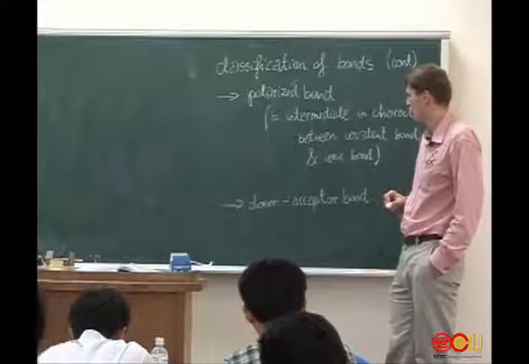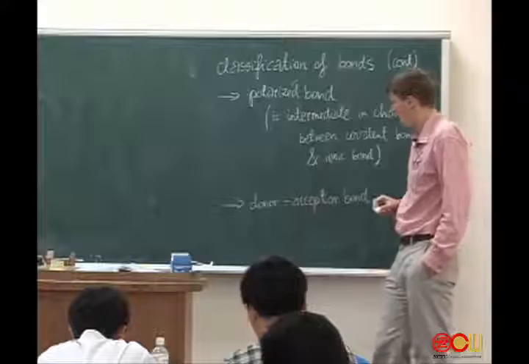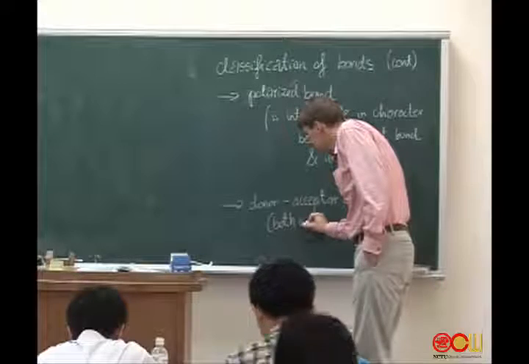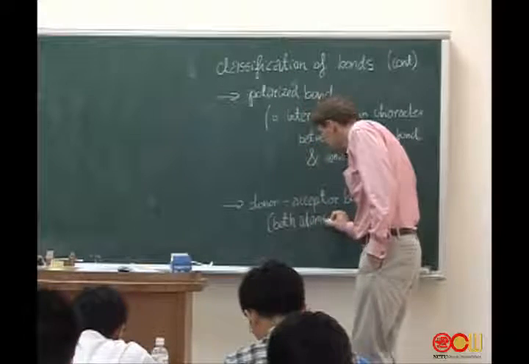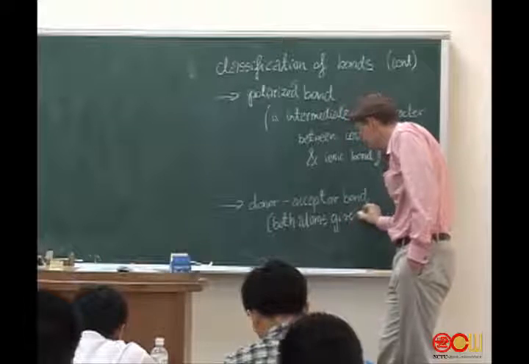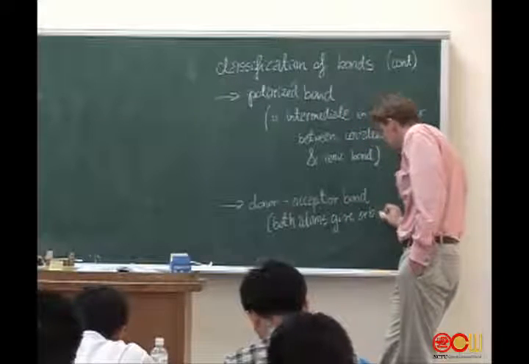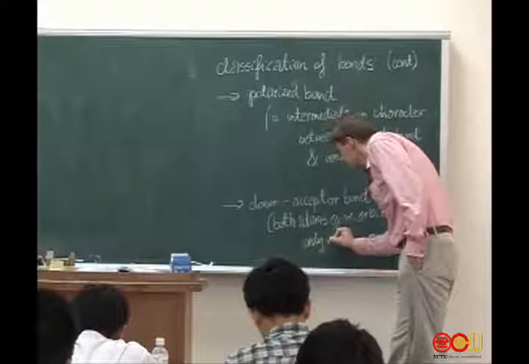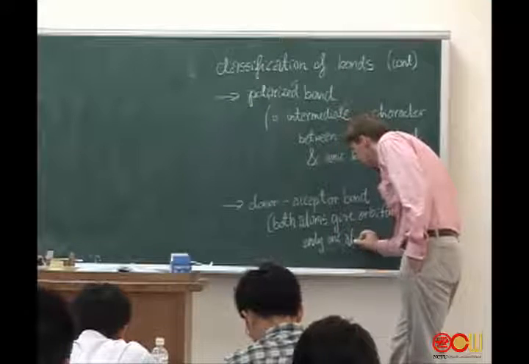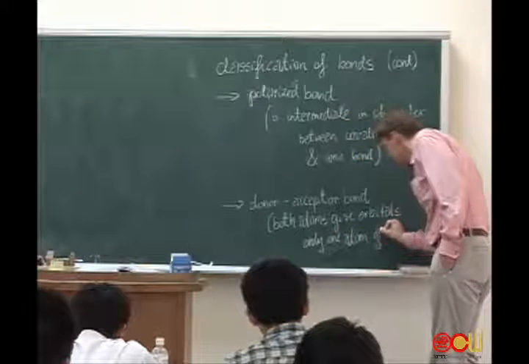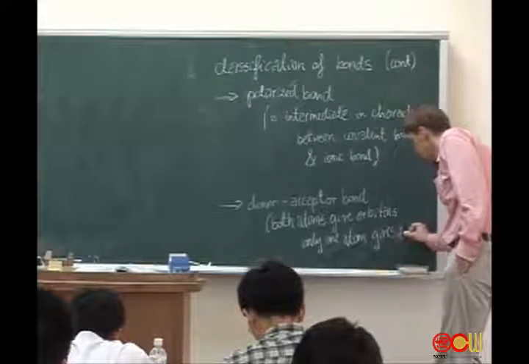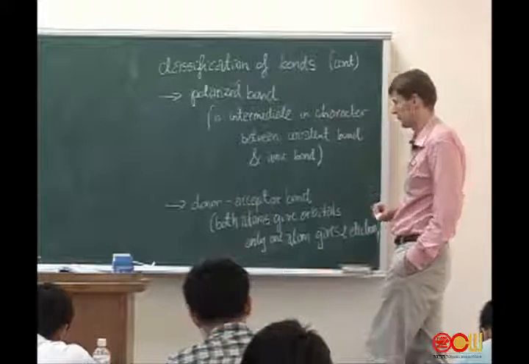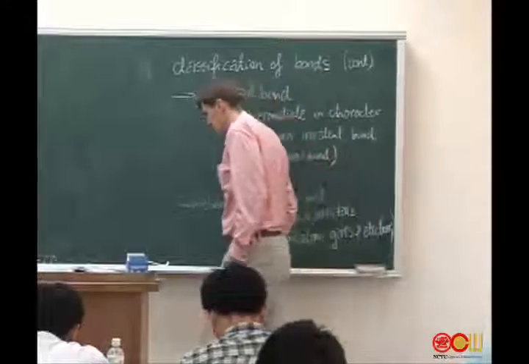In Donor-Acceptor Bond is something interesting. Both atoms give orbitals. Only one atom gives 2 electrons. Examples.